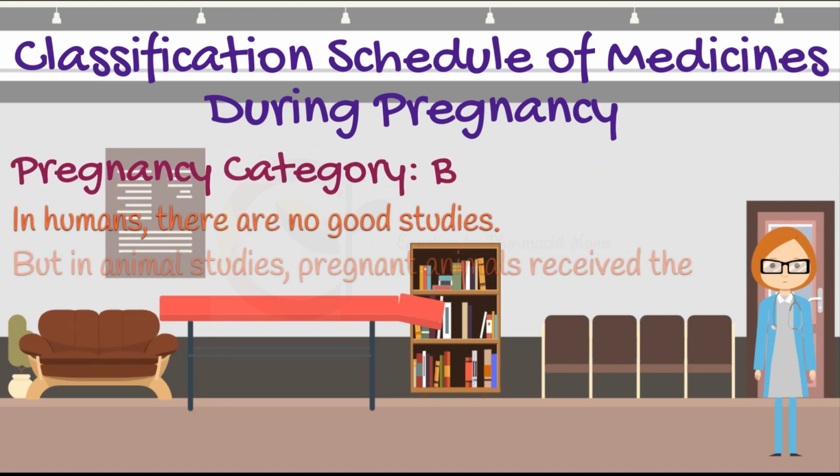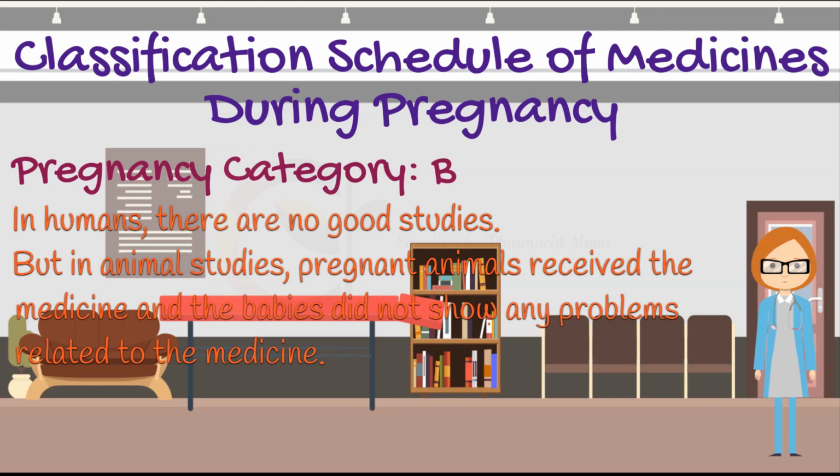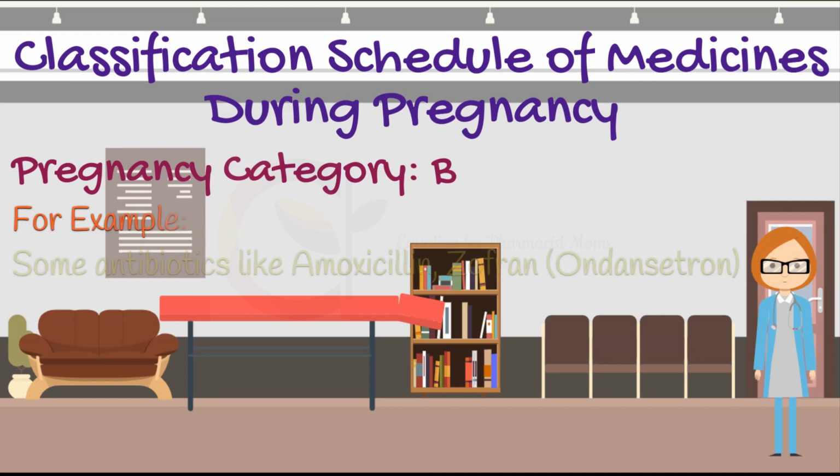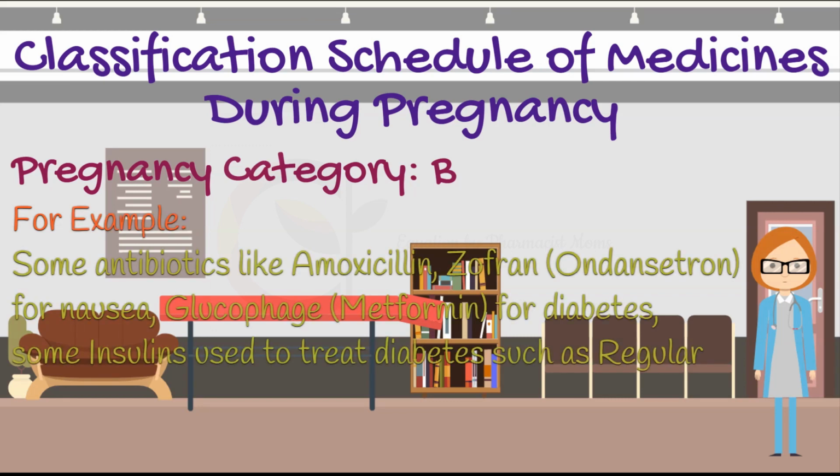Pregnancy category B. In humans, there are no good studies. But in animal studies, pregnant animals received the medicine, and the babies did not show any problems related to the medicine. For example, some antibiotics like amoxicillin, ondansetron having brand name Zofran, for nausea, metformin having brand name Glucophage, for diabetes. Some insulins used to treat diabetes, such as regular and NPH insulin, etc.